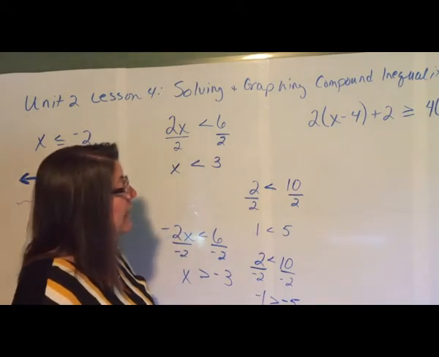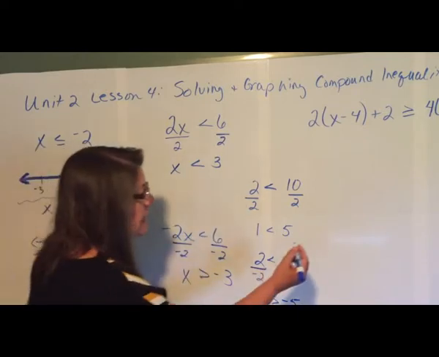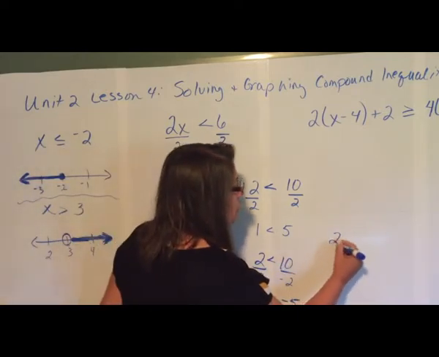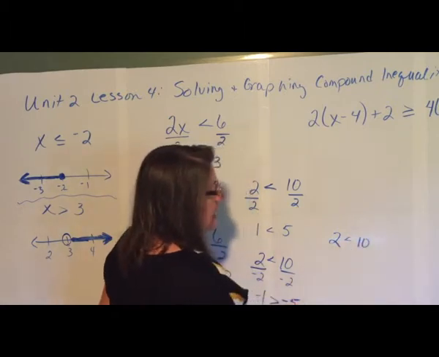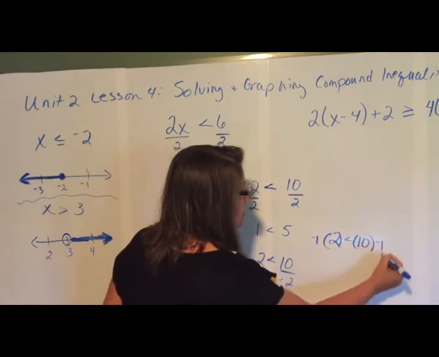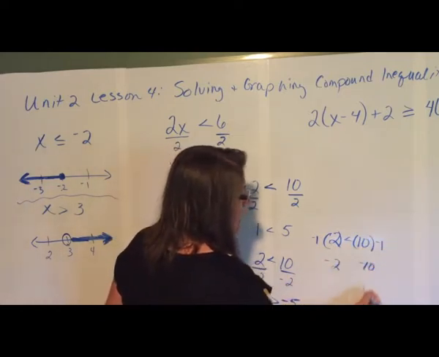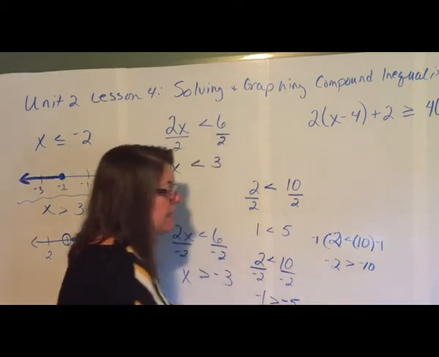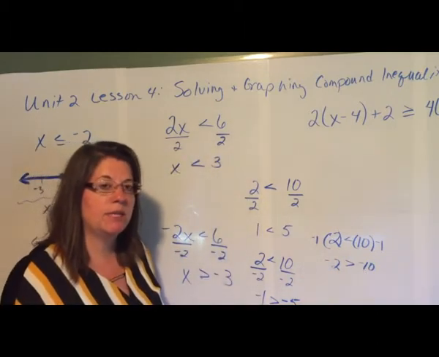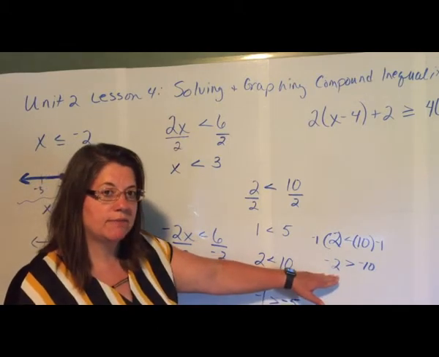And the same thing is going to happen if I have two numbers, like 2 is less than 10, and I multiply by a negative. Let's say -1. If I multiply by -1, I have -2 and -10, and now -10 is less than -2. I have to flip the inequality around to keep it accurate.